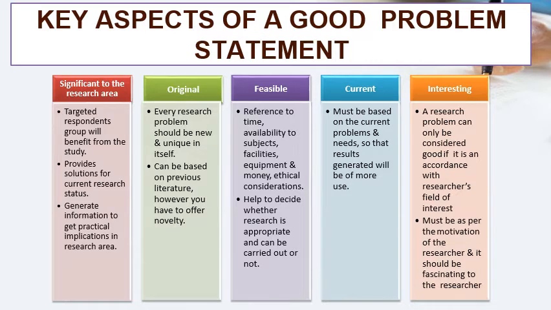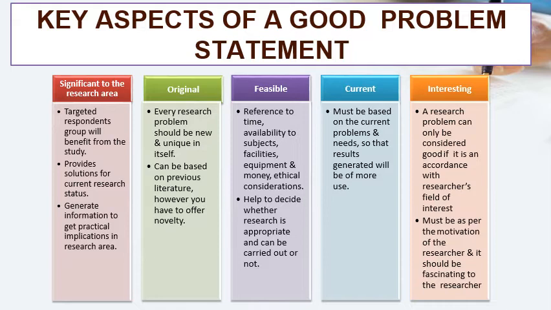Secondly, your research and problem statement has to be original. Every research problem should be new and unique in itself. Of course, you can look at previous literature and get ideas on what to do or what to focus on, but you have to differentiate yourself from other research. You have to offer something new. You have to offer novelty. It could be a new method, new statistical method. It could be different types of respondents, a different place, a different sector. You decide, but make sure that you have that difference.